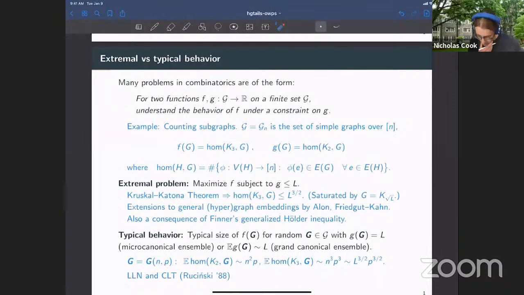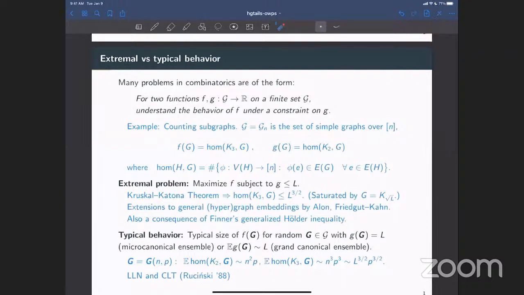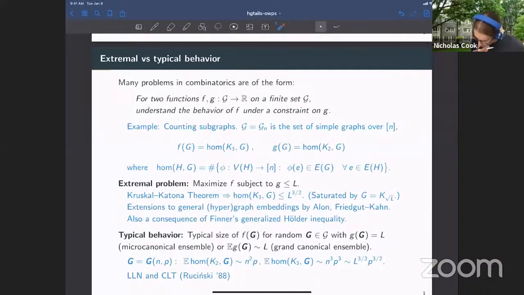You can also study the typical behavior, and Amir also mentioned this. Take a model of a random graph where you don't think of this as an upper bound constraint, but say you pin the value of G, say the number of edges, to some value, or you take a model of graph where at least in expectation it tends to be that value. Then you study the typical size of the more complicated function, which is, say, the number of triangles. You can easily compute the expectations, and then you can also prove the law of large numbers, and the central limit theorem was even obtained by adjacency.